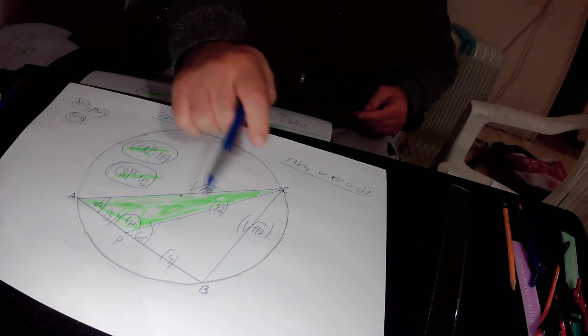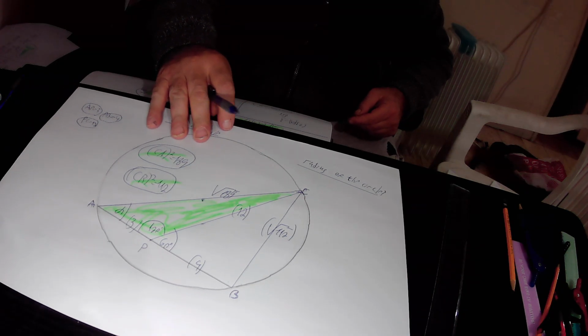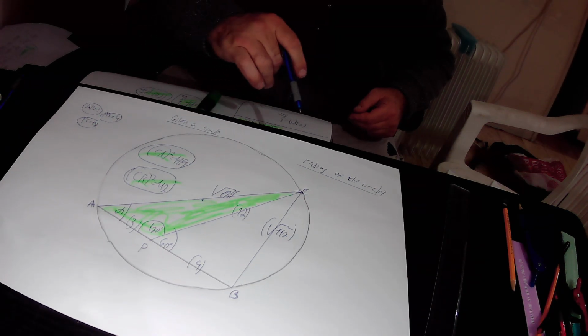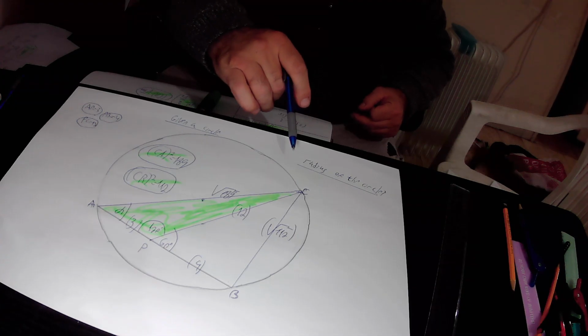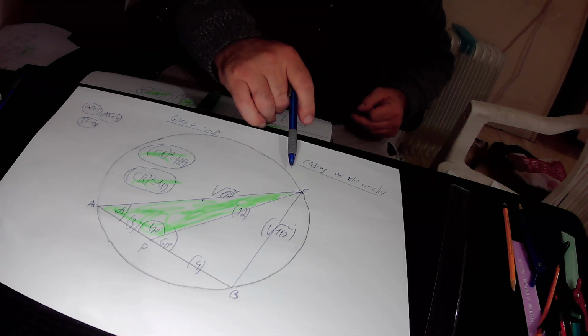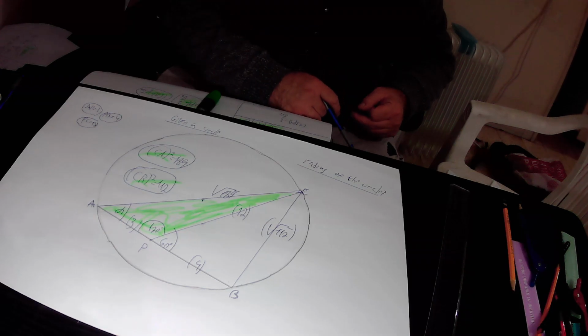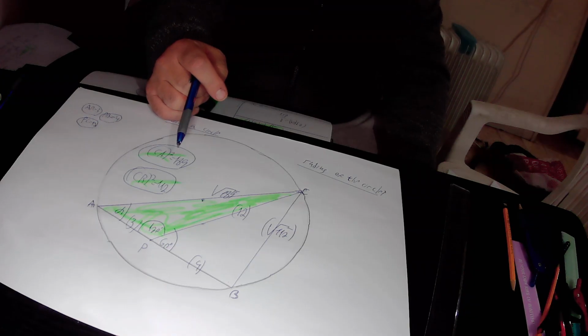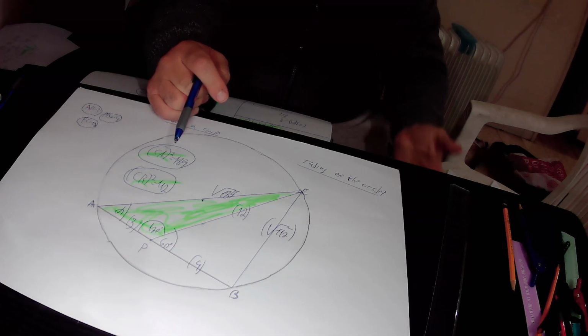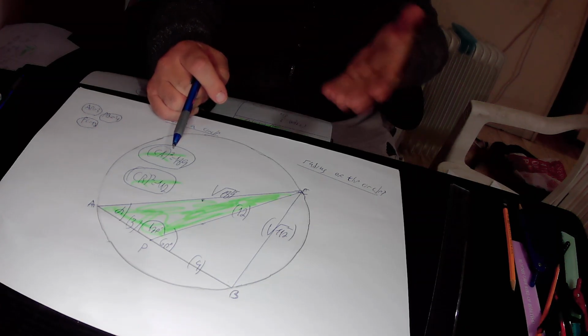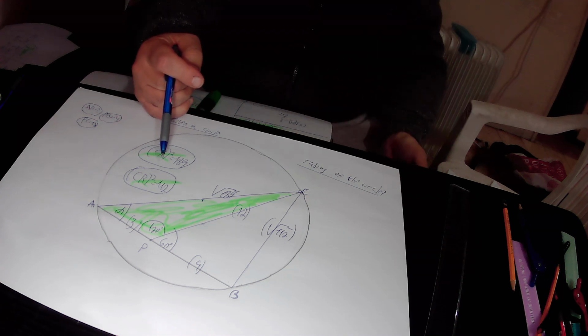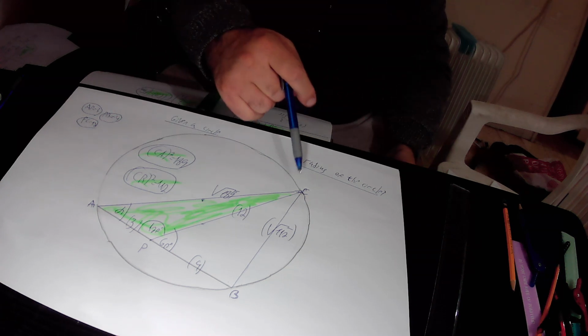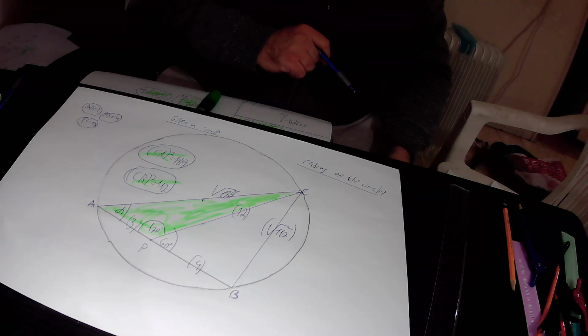This is triangle ABC. Triangle ABC is circumscribed by this circle. Why? Because all three vertices of this triangle ABC lie on the circle itself. So we can implement the law of sines in this triangle ABC. Actually, we can implement the law of sines in any triangle, but if you want to implement it on a triangle that is circumscribed by a circle, all three vertices of the triangle must lie on the circle itself.